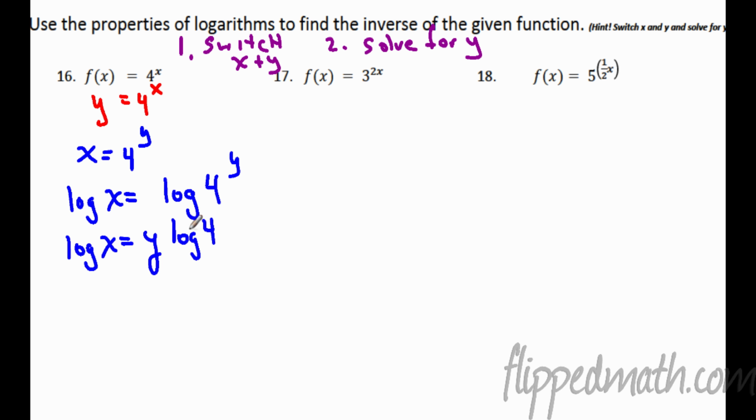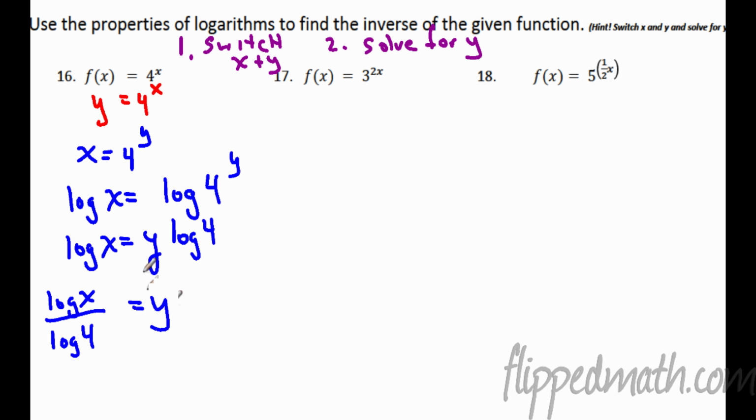By the way, this is an exercise in y's, g's, 4's, and later we're going to have 9's. It's crazy. So y is going to equal the log of x over the log of 4. And that is our inverse. Now, if we want, we can figure that out as a decimal, but I'm just going to leave it like that. You cannot separate this into x minus 4.